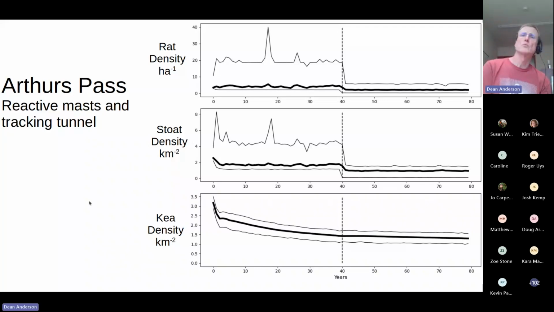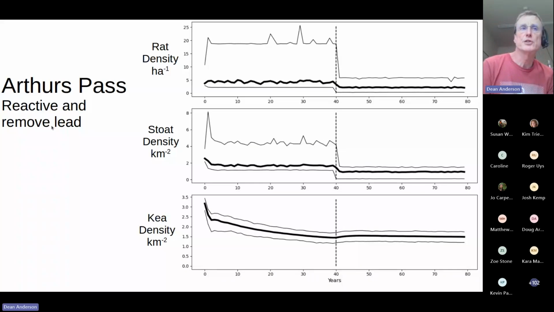So then the next one, we're going to remove lead in addition to doing reactive control to both mast and tracking tunnels. And what we see here is right after we remove the lead, we get a slight increase in the Kea population, but then it stabilizes, but this stabilization is very, very tenuous. There's a slight increase, but it's very, very tenuous. So with this regime, we're not seeing a big increase in Kea.